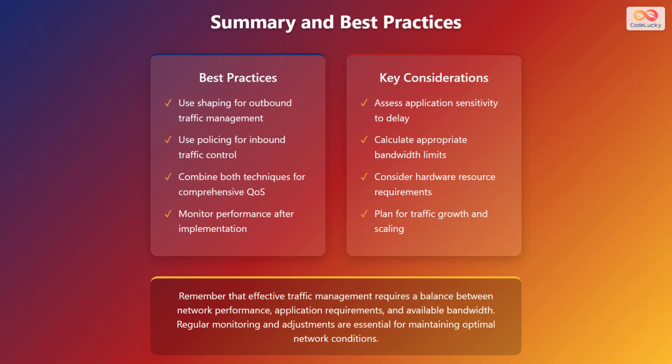Here is a summary of best practices and key considerations. For best practices, we should use shaping for outbound traffic management and policing for inbound traffic control. We should combine both techniques for comprehensive quality of service. Also, we should monitor the performance after implementation. For key considerations, we should assess application sensitivity to delay, calculate appropriate bandwidth limits, consider hardware resource requirements, and plan for traffic growth and scaling.